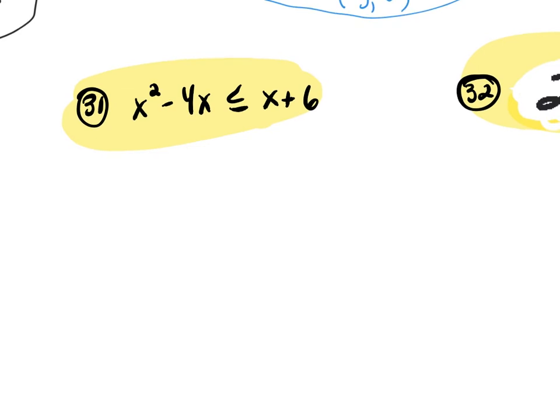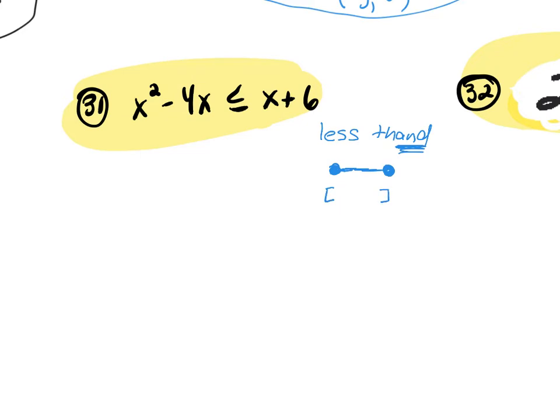This is where you guys should tell yourself a couple things before you start. Look at your inequality sign. X squared minus 4x is what? What does that say? Less than, right? This is an and problem. That means when I graph it, I'm going to have 2 points, and I'm going to color in between. My 2 points are going to be closed, and they're going to be closed because it has the equal to sign underneath. That means on all of the numbers, I'm going to use brackets.